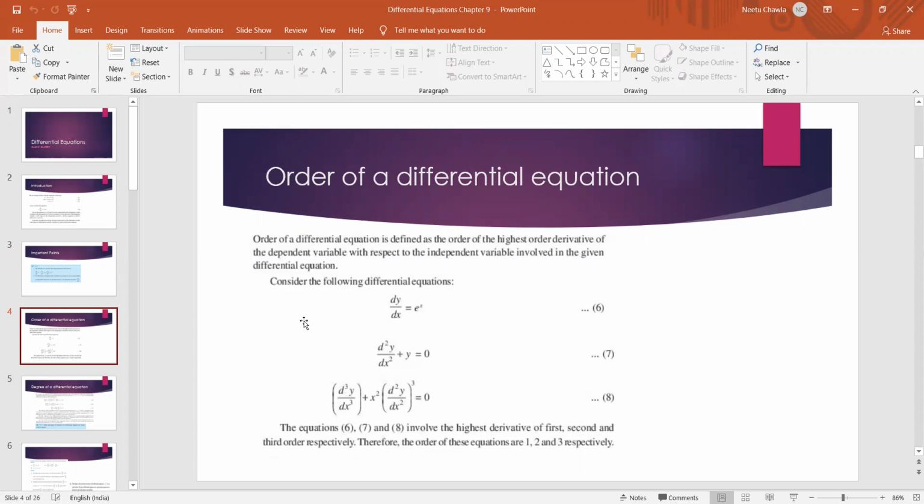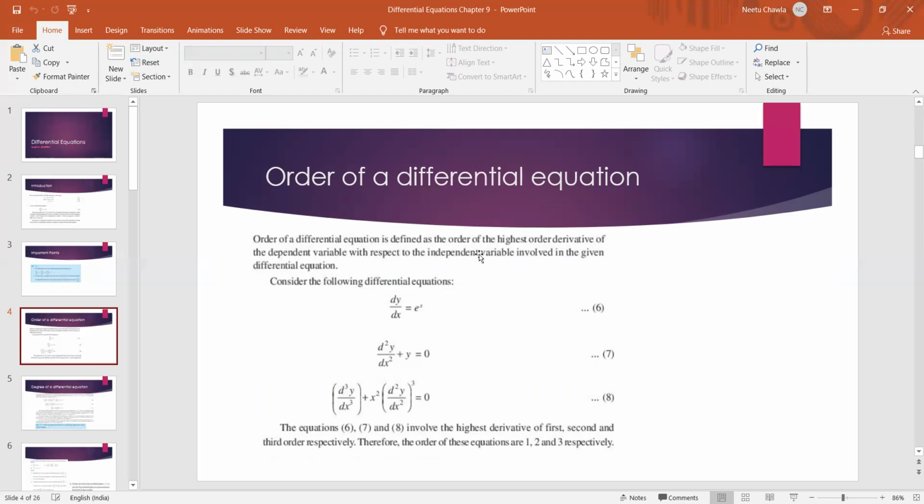Consider the following differential equations. We'll see 2, 3 equations, then we'll tell you what that order means and how you are going to find it out. The first one is dy by dx is equal to e to the power of x. Here it is d2y by dx square plus y is equal to 0. And third is d3y by dx cube plus x square into d2y by dx square whole to the power 3 is equal to 0. Right?